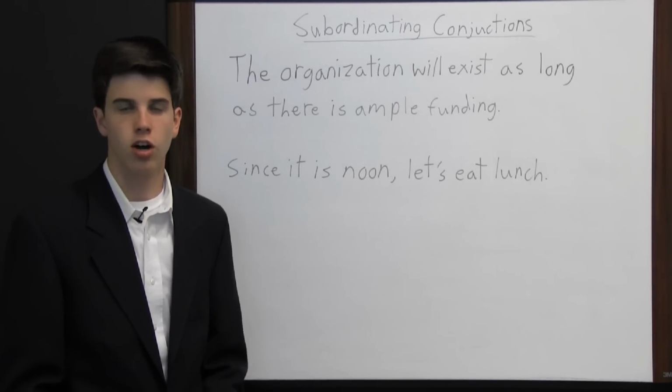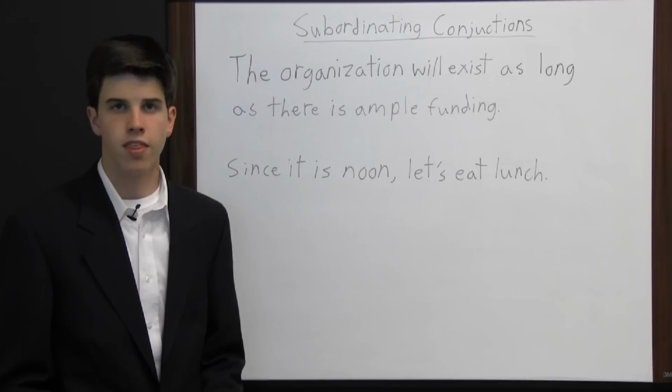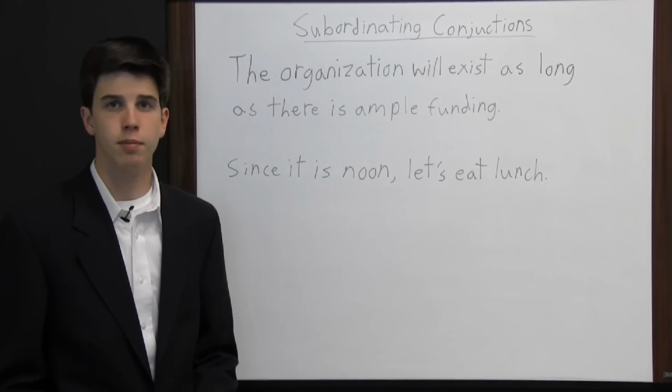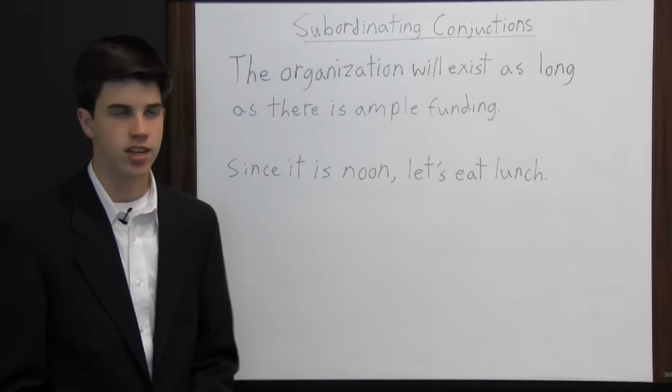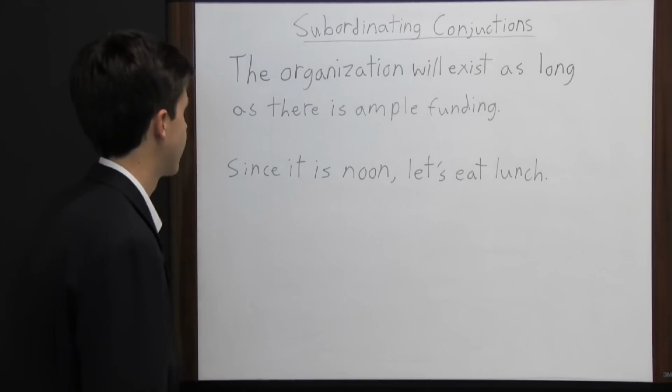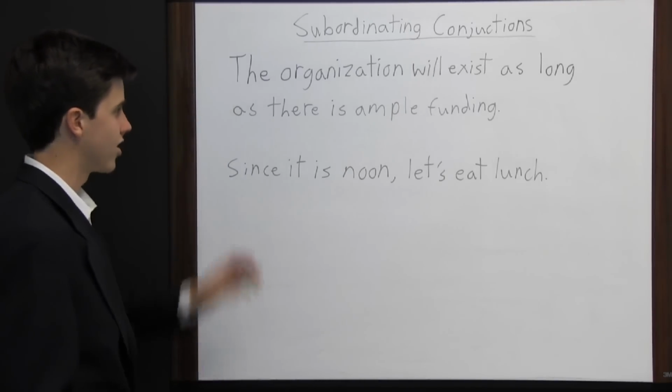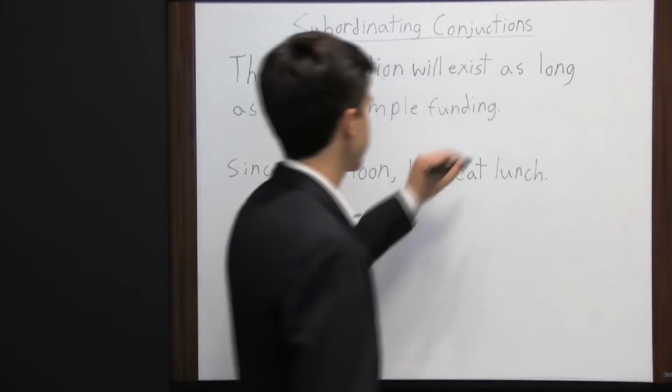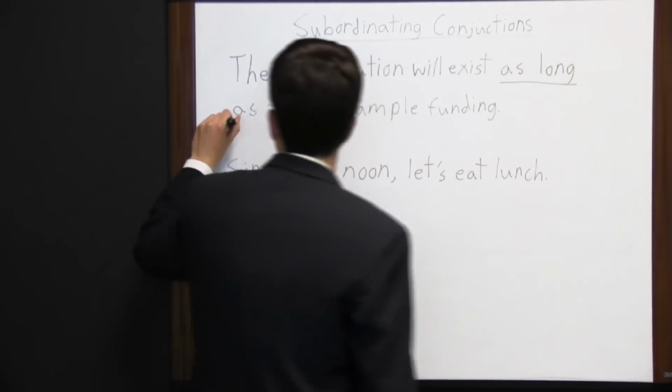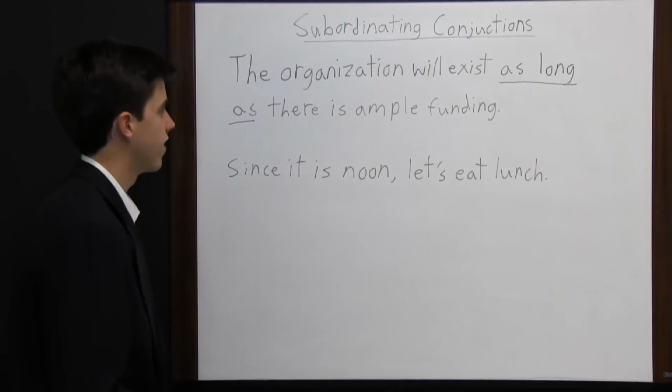Subordinating conjunctions are words or groups of words that make one part of the sentence dependent on the rest of the sentence. Take a look at what I mean. This sentence says, the organization will exist as long as there is ample funding. As long as is the subordinating conjunction in this sentence.